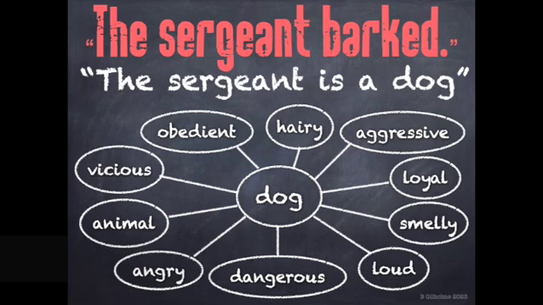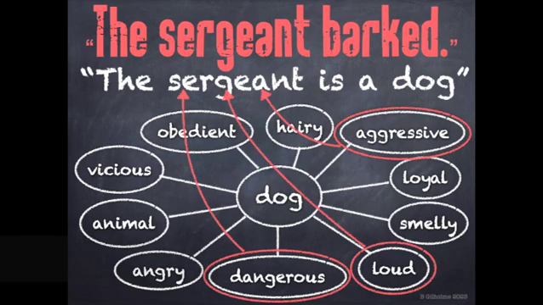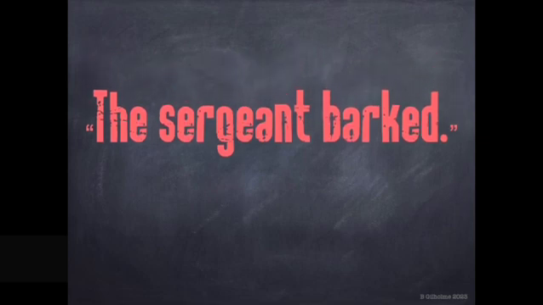But we need to work out which ones are the most relevant, because not all of them are going to be relevant to this particular example. And in this example, the idea that dogs are aggressive, loud, and dangerous are what we transfer to our understanding of the sergeant and the sergeant's behavior. So we can say that in this metaphor, it's telling us that the sergeant is loud, aggressive, probably dangerous, and therefore someone that is a threat.